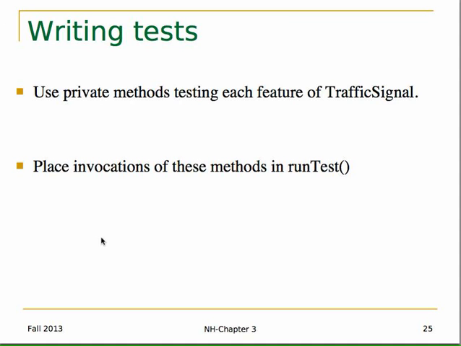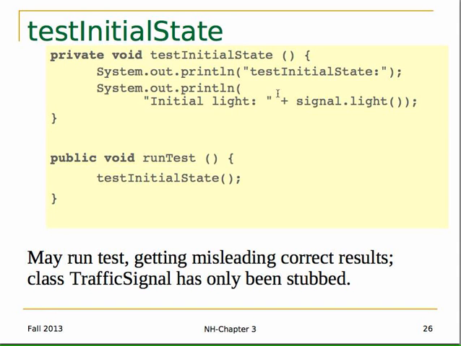Okay, how do we write tests? We use private methods testing each feature of traffic signal. We place these invocations of these methods in the run test. So we set up a whole bunch of methods in traffic signal, maybe one, maybe none, because the test might be so simple you can just put it all right into run test like we did with counter test. Or in this case we might want to set up a few private methods for each feature of the traffic signal. So for example, to test the initial state, we have a private method.